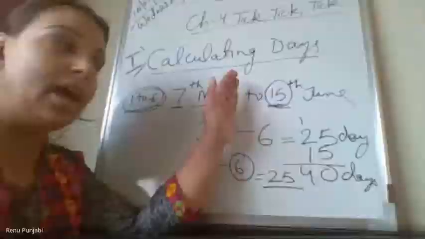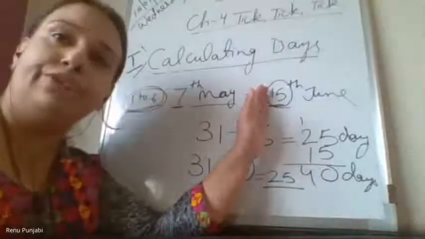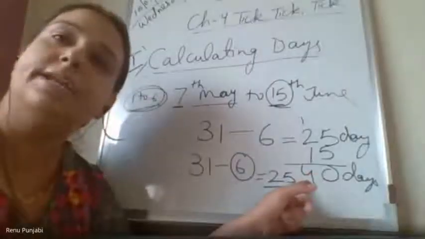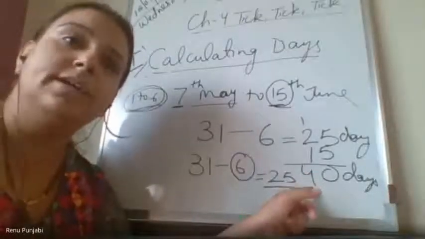Clear, children? You add 15, because now we have done till 31st May. And now from 1st June to 15th June, there are 15 more days. So 15 will be added. So 40 days will be total. Clear? Yes. Okay.